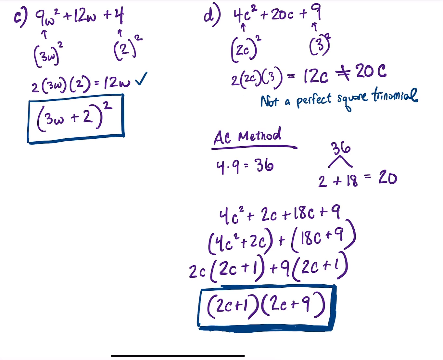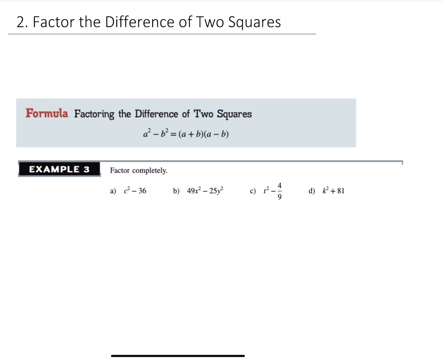So the second pattern we'll see is called a difference of squares. And we have seen this before already as well, from the opposite direction when we multiplied something like a plus b times a minus b. Foiling this out, we'll get a squared minus a times b plus a times b minus b squared. Those two middle terms cancel out because one is positive, one's negative, and this ends up just giving us a squared minus b squared.